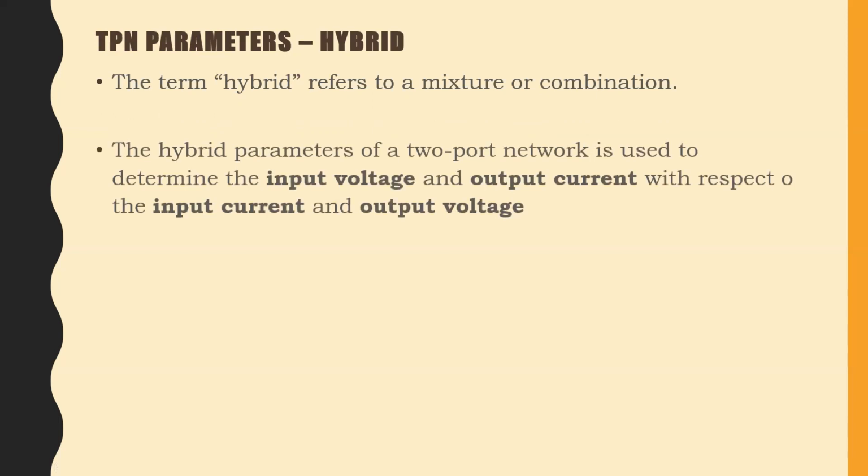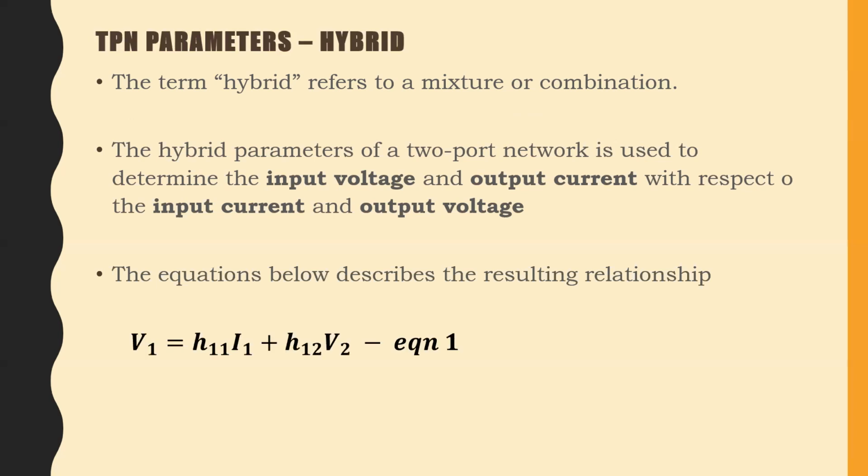So in terms of the hybrid parameters as applied to two-port networks, they are used to determine the input voltage and the output current with respect to the input current and output voltage. Whereas for the impedance parameters we're looking at the voltage with respect to currents, and for the admittance, we're looking at currents with respect to voltages, for your hybrid, we're looking at both voltage and current with respect to current and voltage. In other words, a mix-up, all right?